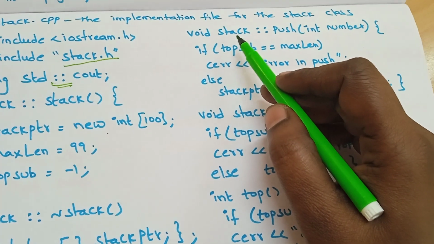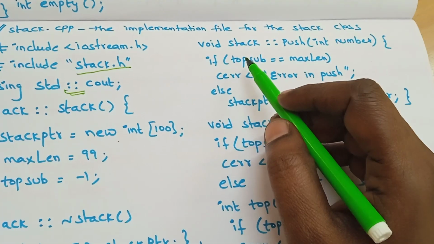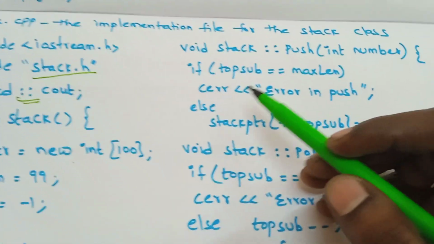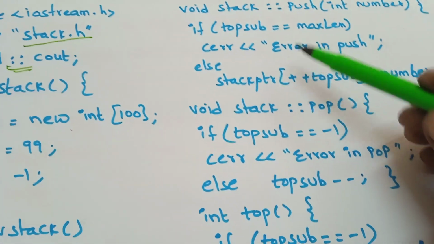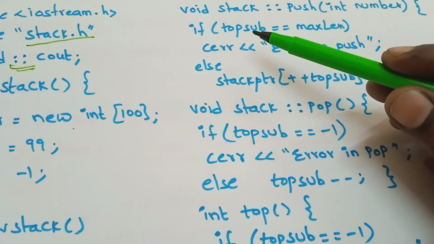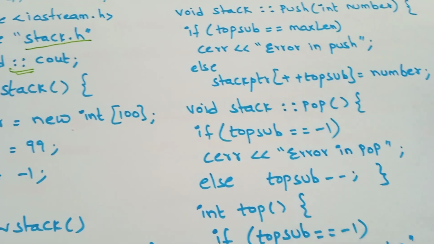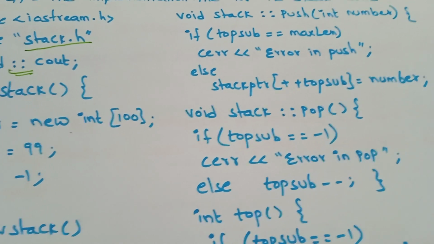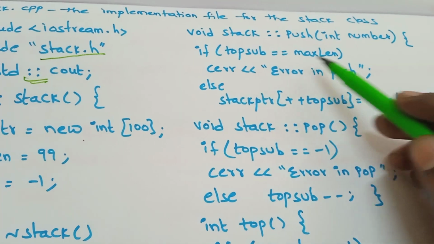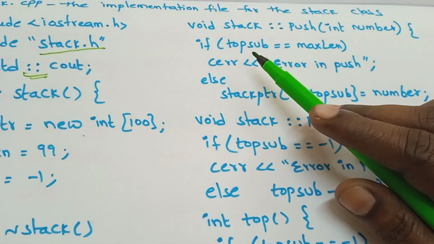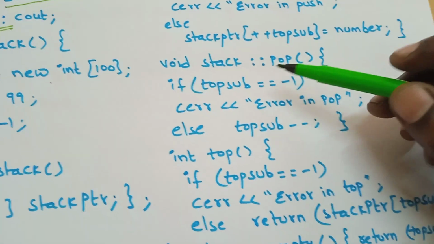The stack is my scope resolution which I took from stack.h. So the same operation, the same logic. If top is equal to maximum length, I'm implementing the same code. So when top is equal to maximum length, obviously we cannot push any element. So cerr is a statement to print an error message in C++. And if it is not true, that means top is not equal to maximum length, then I can push some element into the stack.